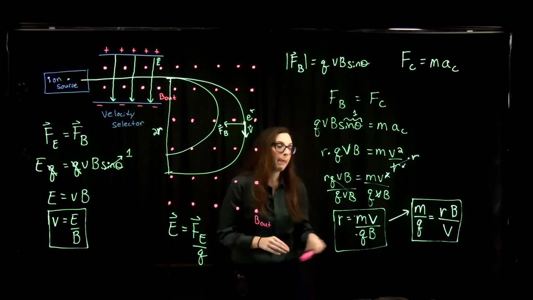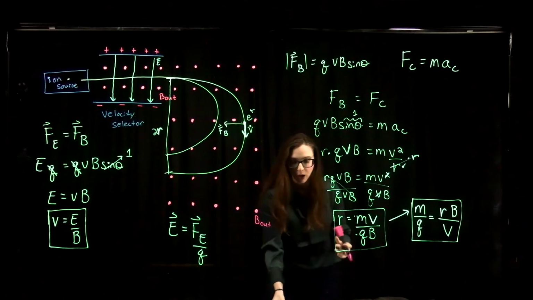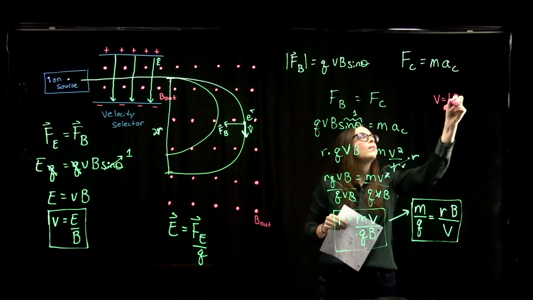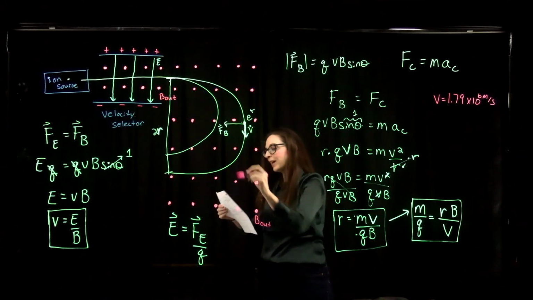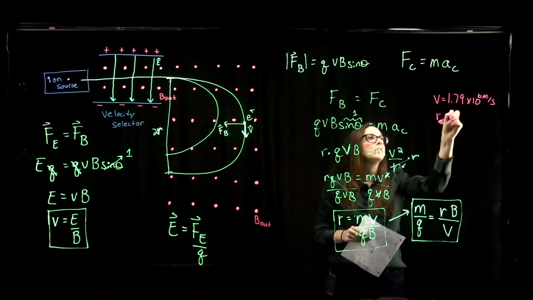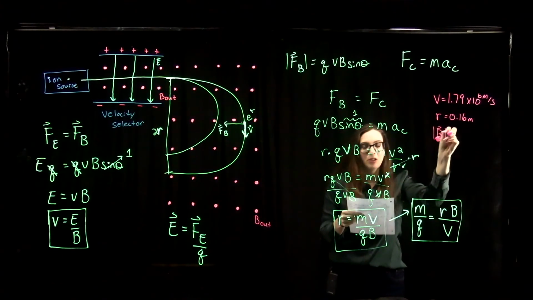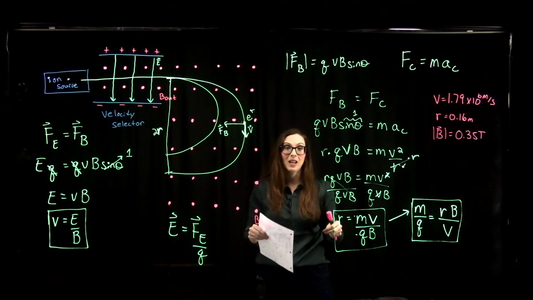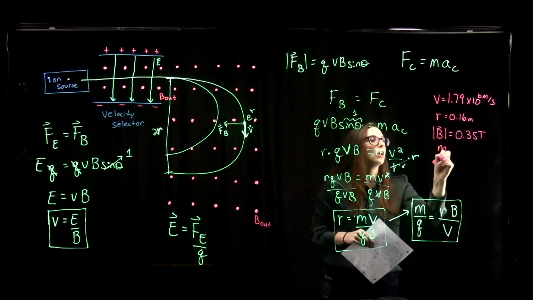Let's quickly apply our equation for the mass per charge ratio to solve a problem. We have a charged particle that enters the magnetic field of a mass spectrometer at a speed of 1.79 times 10 to the 6 meters per second. It subsequently moves in a circular orbit with a radius of 16 centimeters, or 0.16 meters, in a uniform magnetic field of magnitude 0.35 teslas, having a direction perpendicular to the particle's velocity. We needed that in order to get this expression. Find the particle's mass per charge ratio.